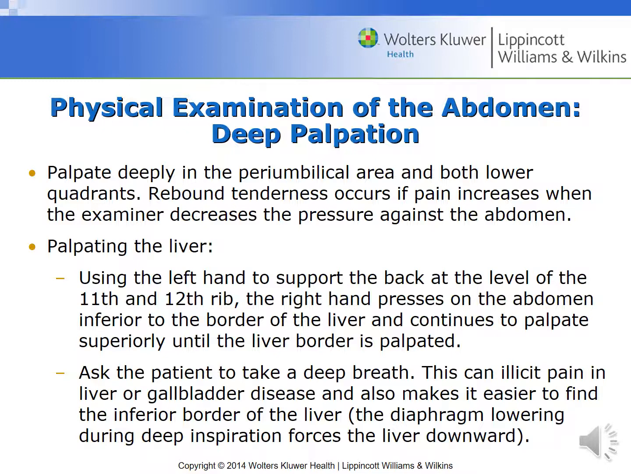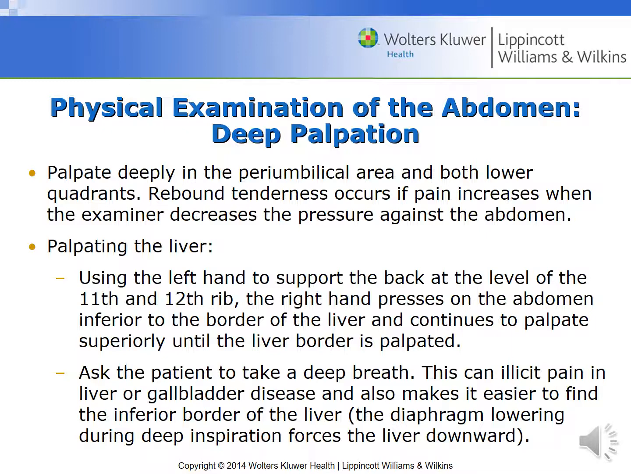Now, textbook classic symptom of that is with your appendicitis. You can also palpate part of the liver, so using one hand to support the back at the level of the 11th and 12th rib. Then your other hand will press on the abdomen inferior to the border of the liver and continue to palpate superiorly until the liver border is palpated.